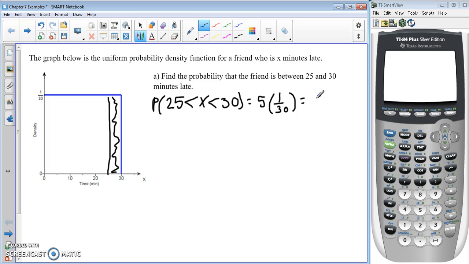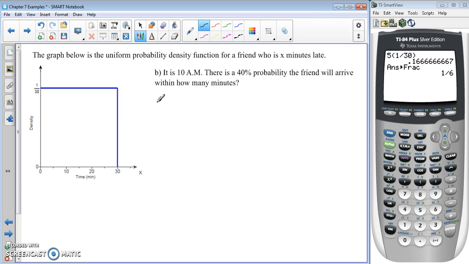So if we multiply those together, 5 times 1 over 30, and then I can press math, enter, and then I'll convert it to a simplified fraction for us. So 1/6, or roughly about 0.17, so roughly about 17% there.